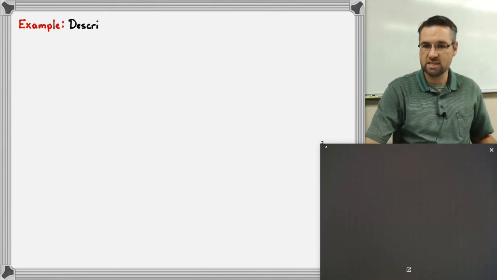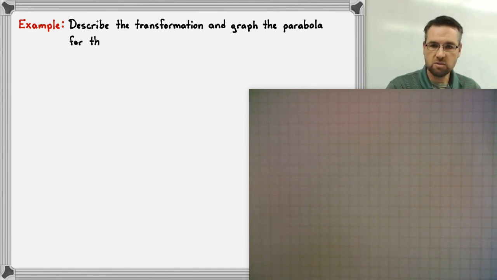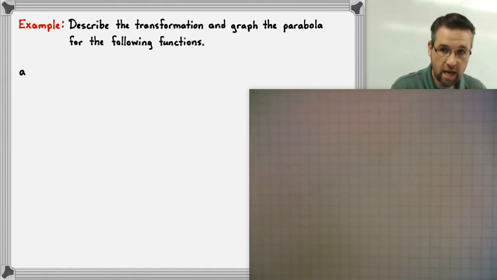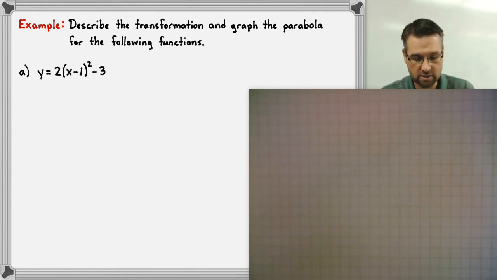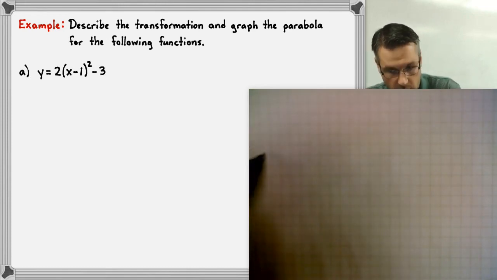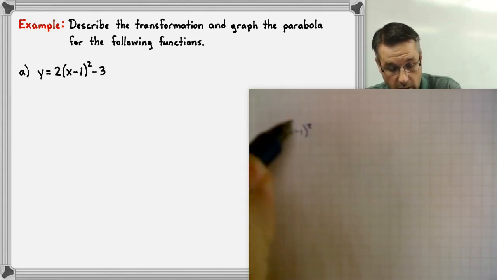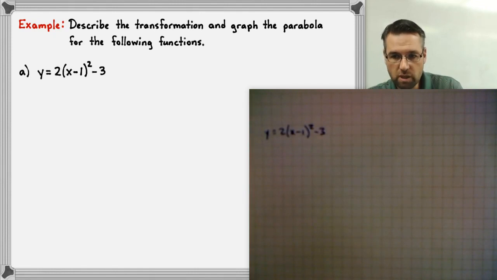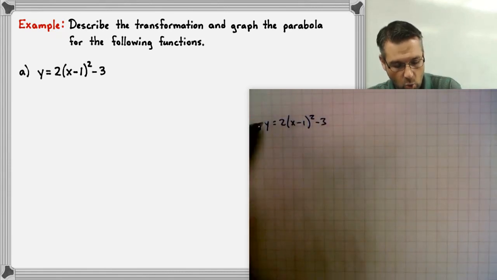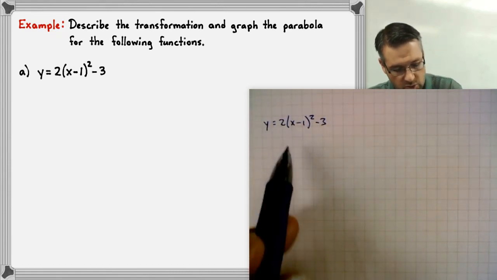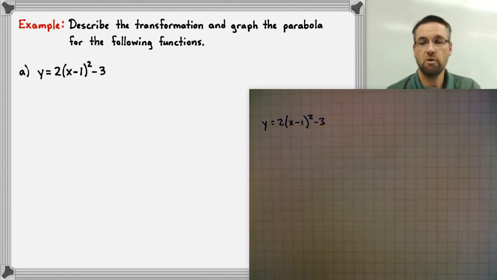So let's go ahead and take a look at an example of what we're talking about here. In this problem, it says describe the transformation and graph the parabola for the following function. Here we have y equals 2 times x minus 1 squared minus 3. So we want to describe the transformation. Well, the first thing we're going to do is look for whether the parabola was reflected about the x-axis.